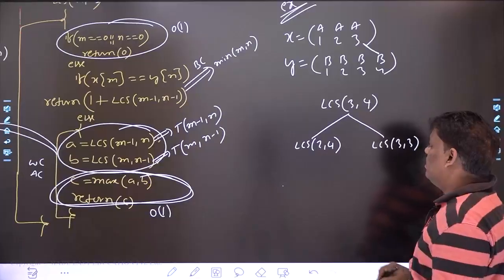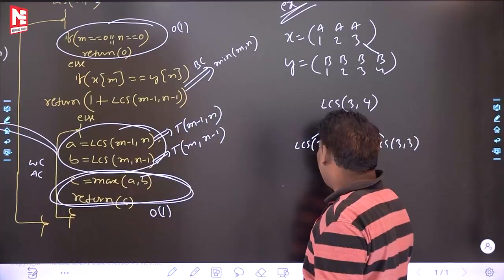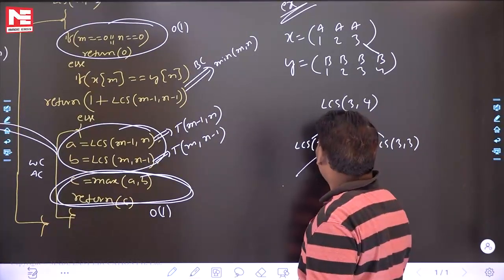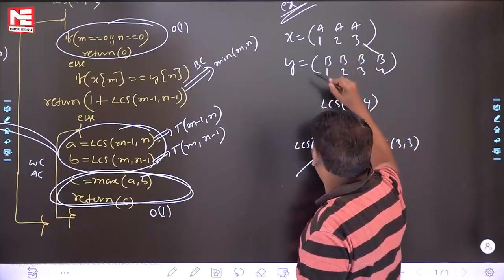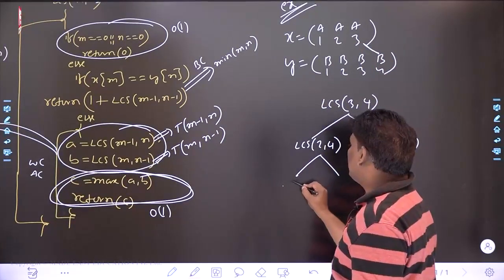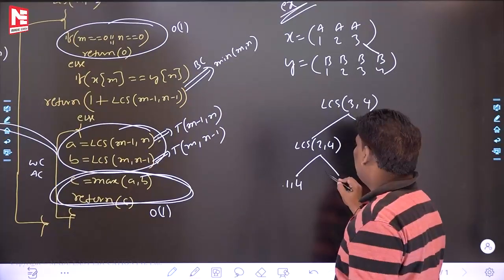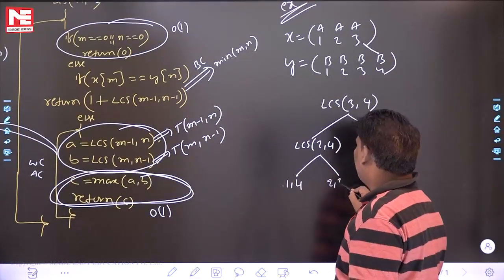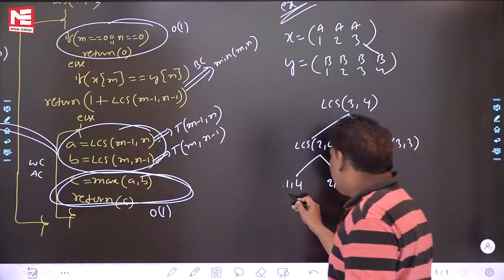Like that. Again this is also the same. What is the answer? Second symbol, fourth symbol. Again no matching. See, every time no match. In this area, what is the answer? LCS of 1, 4. This one is 1, 4, and this one is 2, 3. And one more, let me expand.